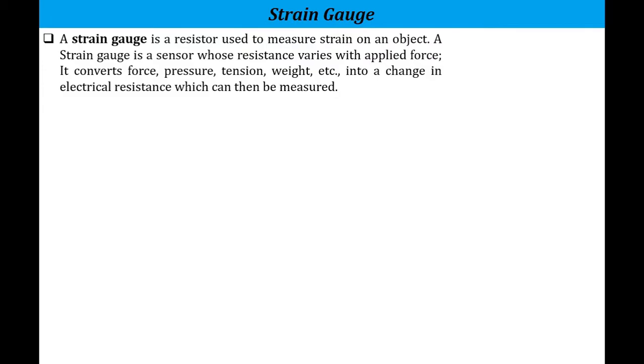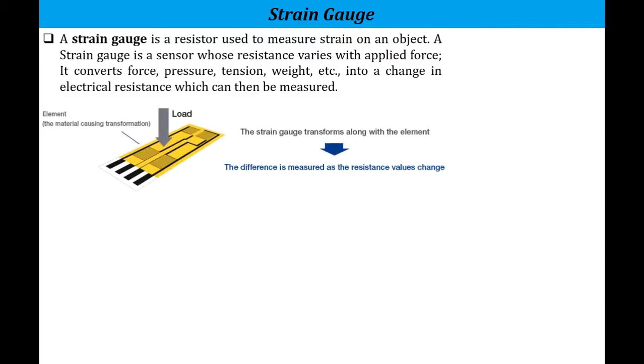What does it do? It converts force, pressure, tension and weight into a change in electrical resistance which can be measured. Now here you will see this is a strain gauge. This is the load or the force which is applied. So the strain gauge deforms along with the element, and whatever difference there is in the electrical resistance, that difference will give you the actual force value.